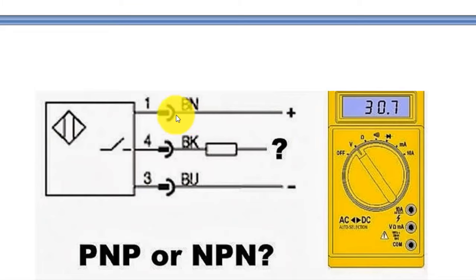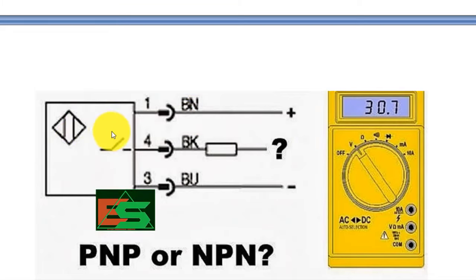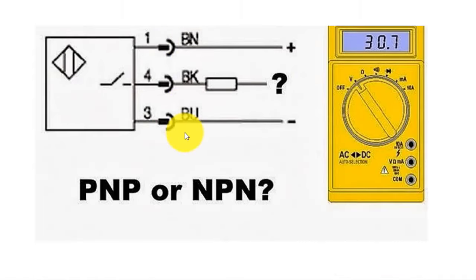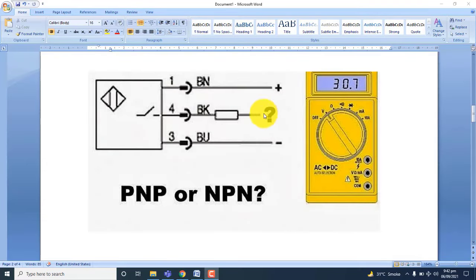You can see this is another example of a sensor. BN means brown, BU means blue, and BK is the black wire. You have to give the plus volt at the brown wire and the negative volt at the blue wire, and then measure with a multimeter. If the output is positive, then this is the PNP sensor. If the output is negative, then this is the NPN sensor. Okay.